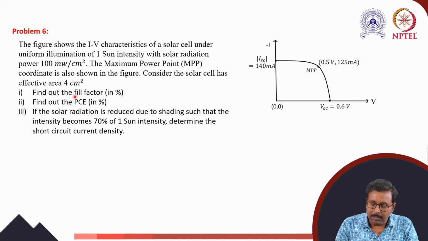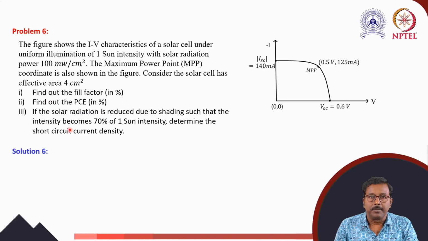First question is find out the fill factor. Second is find out the power conversion efficiency. Third is if the solar radiation is reduced due to shading such that the intensity becomes 70% of one sun intensity, determine the short circuit current density. So let us first solve the first part. Maximum power point coordinate is 0.5 volt, 125 milliampere.